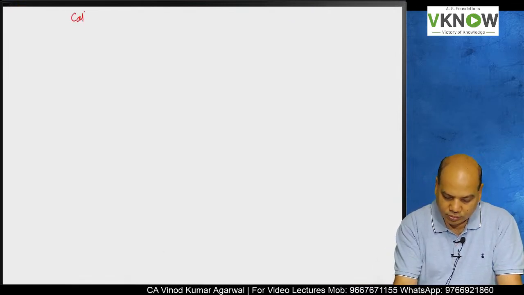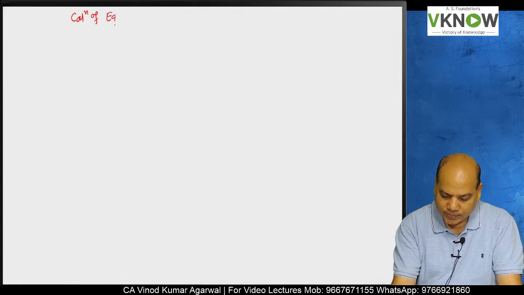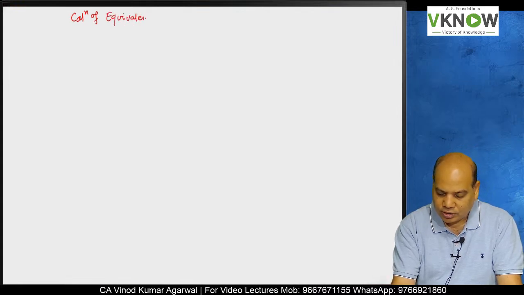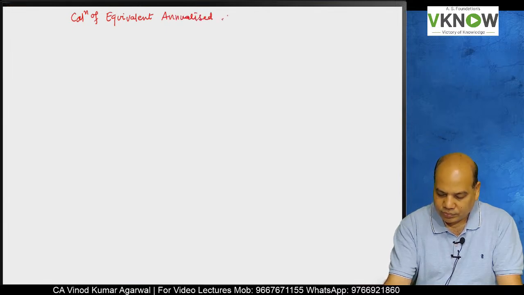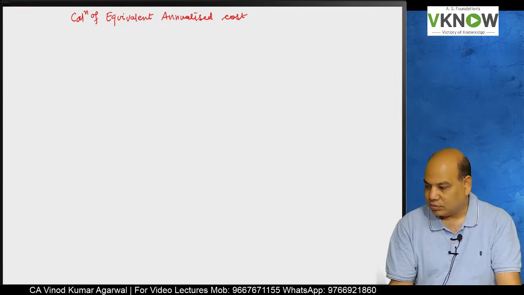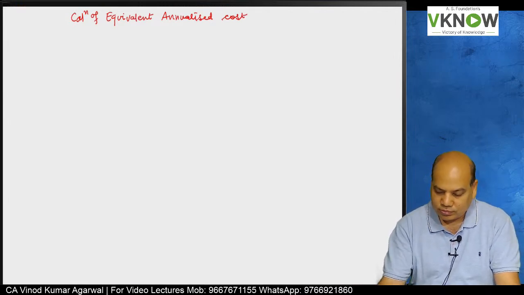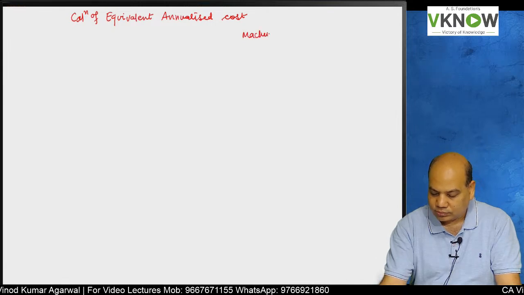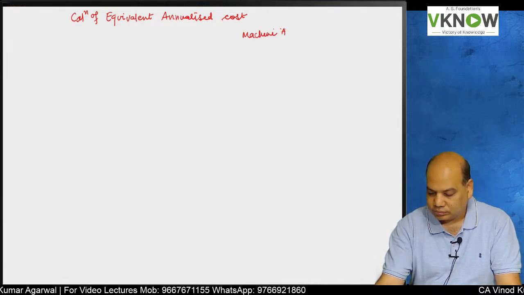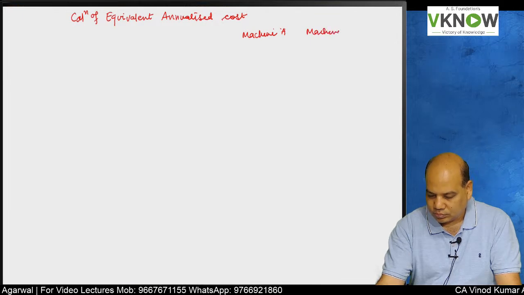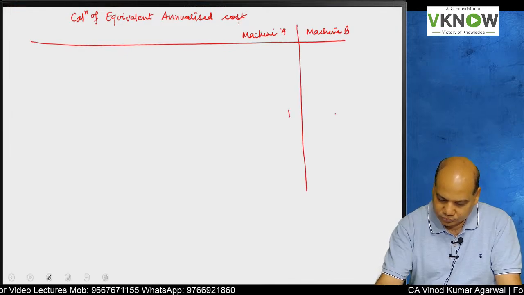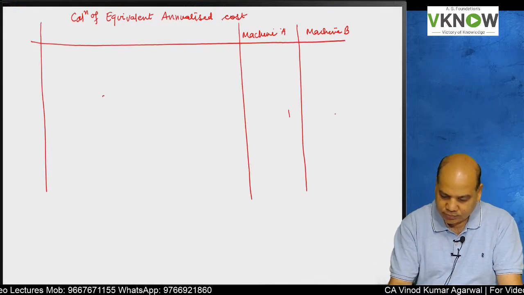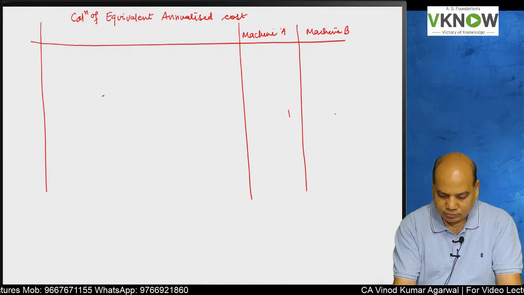Please write down the calculation of EAC, equivalent annualized cost. Right hand side, 2 columns: machine A and machine B.